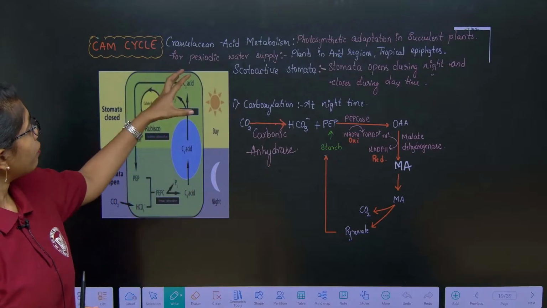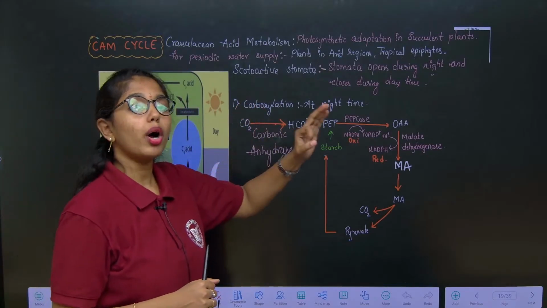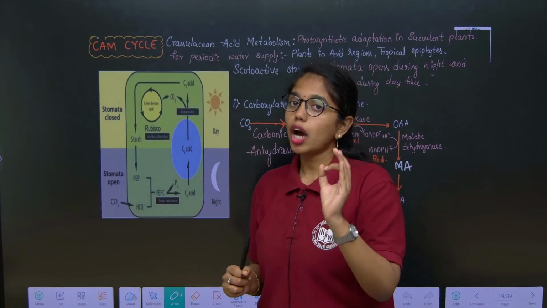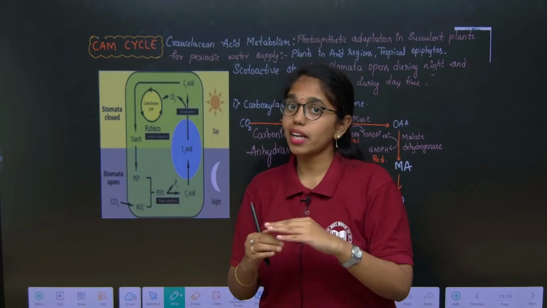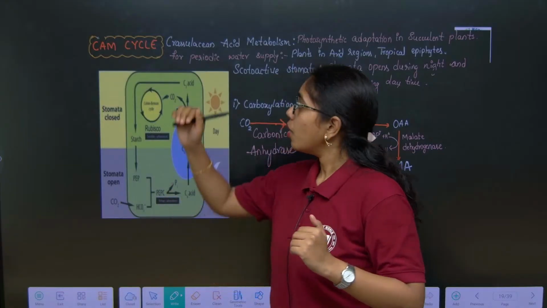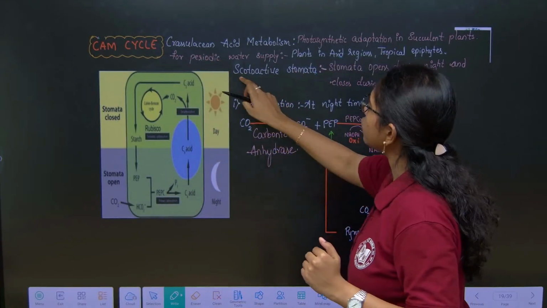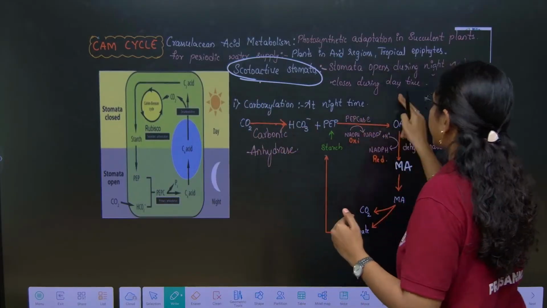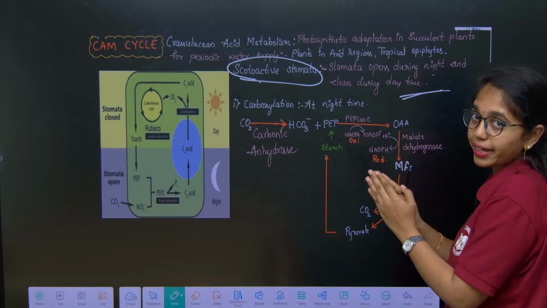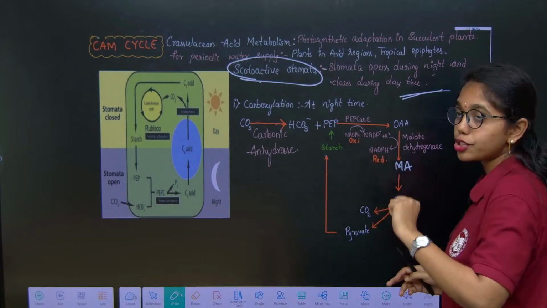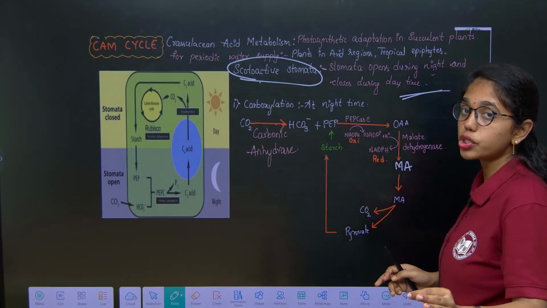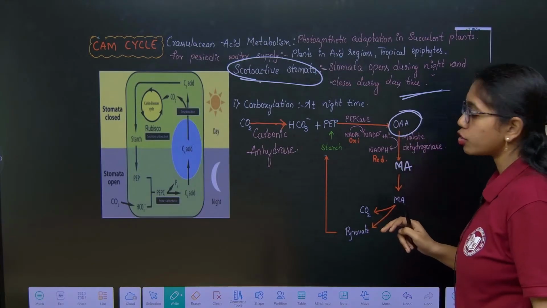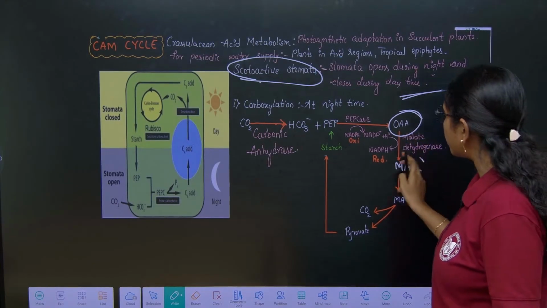Okay. So now with respect to the CAM cycle, the important thing we have to remember is the scotoactive stomata. In normal plants you have photoactive stomata, where stomata open during daytime, but in CAM plants it is scotoactive stomata, where stomata open during night time and close during daytime. So here carboxylation, or carbon dioxide fixation, happens during night time and the 4 carbon compound, that is oxaloacetic acid, is turned to malic acid.